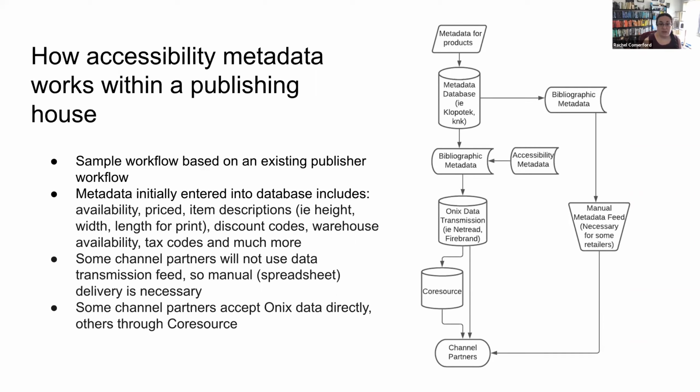While metadata is managed there, it has to be pushed to content distributors. So the bibliographic metadata is fed into an ONIX transmission database like NetRead or Firebrand. For this house, a standard set of accessibility metadata is applied to all of the titles. And rather than house it in the database, they're inserting it into the bibliographic metadata. It's going into the ONIX transmission feed. So from there, the metadata for this house either feeds to CoreSource to go to channel partners, or it goes directly to channel partners.